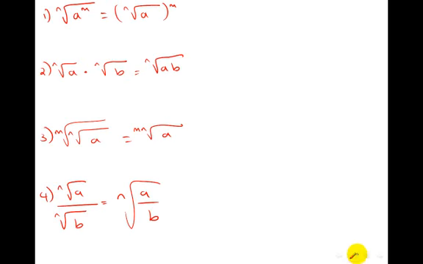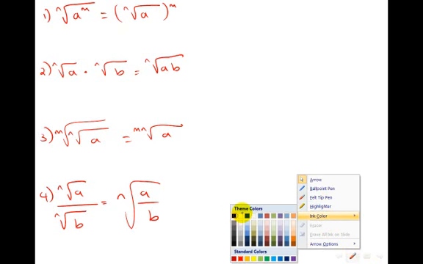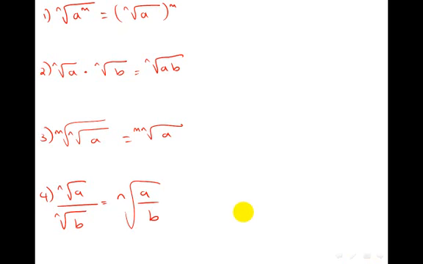Hello, here we'll see properties of radicals. Okay, first let's start with these four properties and I'll explain giving some simple examples.